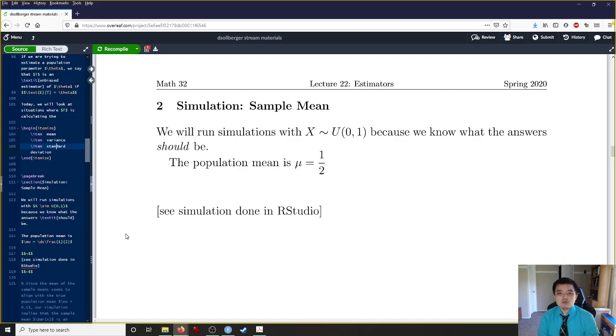All right. So instead of looking at the student heights over and over again, we're going to run simulations where the random variable is a uniform distribution between 0 and 1. The reason why we're doing this is because we know what the answer should be. In particular, if we have a uniform distribution between 0 and 1, then the mean is right in the middle at 1/2.